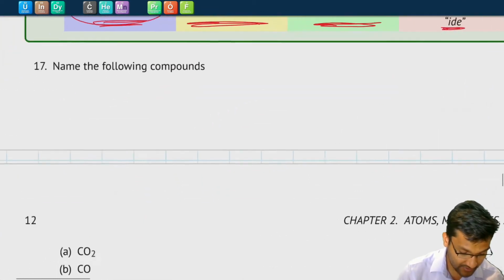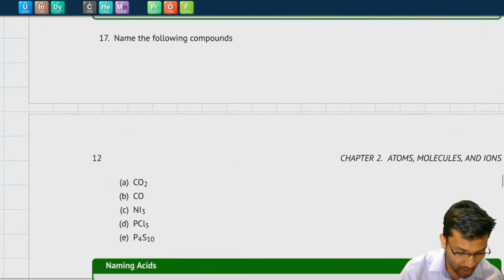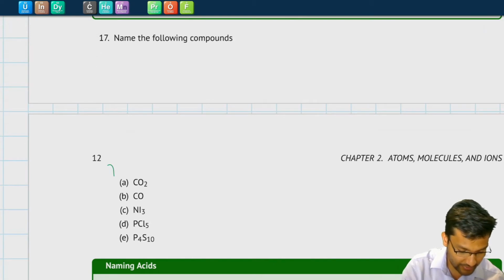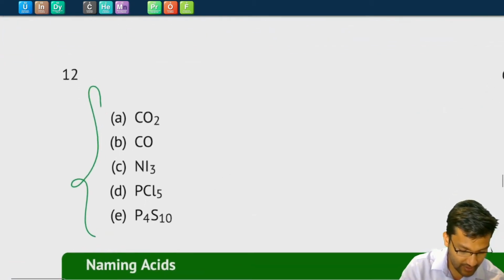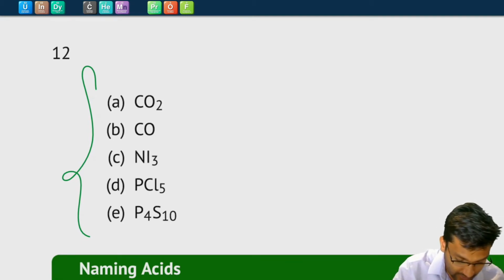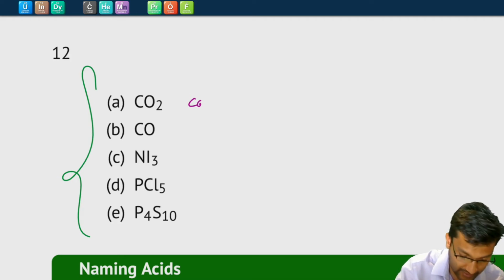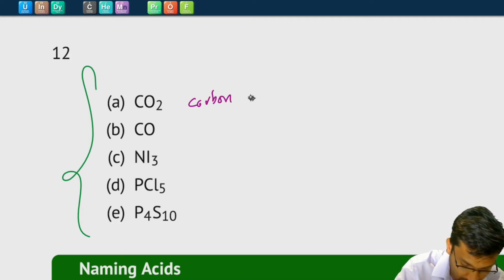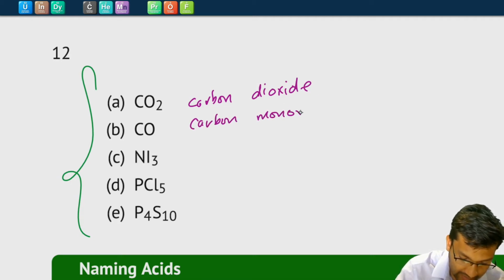So let's try some of these for practice. Pause the video here and try naming A through E from question 17, and then you can unpause and see what we get. Okay, so we already talked about the fact that this is carbon monoxide. Sorry, this one is dioxide. Dioxide. This is carbon monoxide. All right, what else do we have?